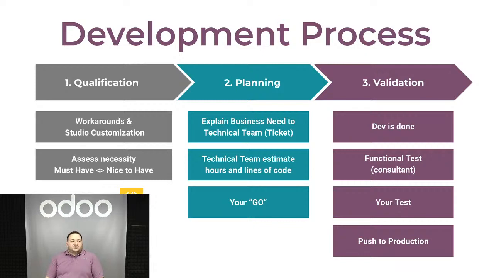Now, if it's a must-have, we'll go ahead with the planning. So we will raise a ticket as consultants to explain the business need, the what and why the client requires this requirement, and then we'll send it to the technical team, and they will estimate the hours and lines of code and all the technical stuff that will go on that ticket, and will come back to us with the budget required for that ticket. Now, we will communicate this to the client. If they're happy with it, they give us the go. Then we can go ahead with the development.